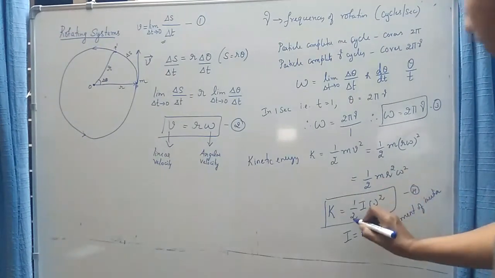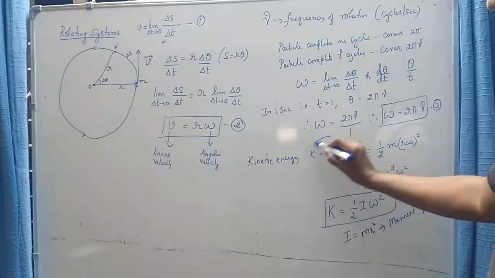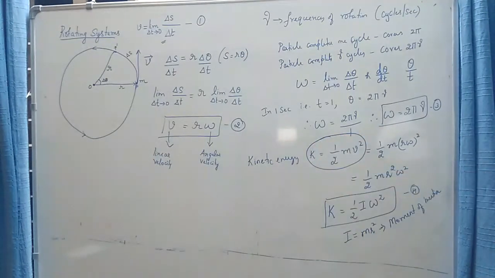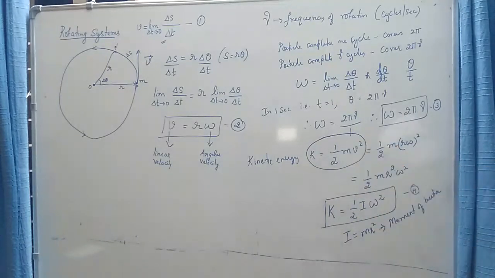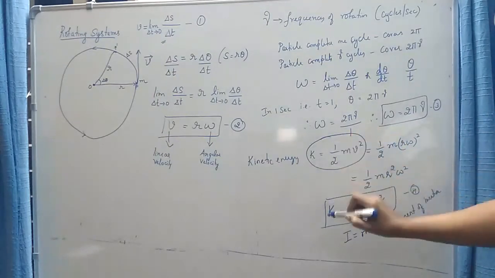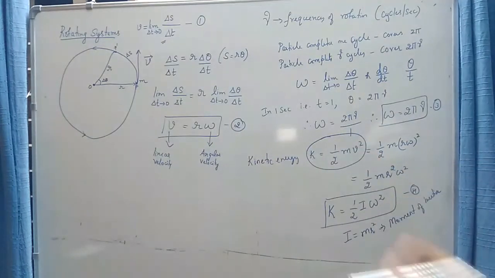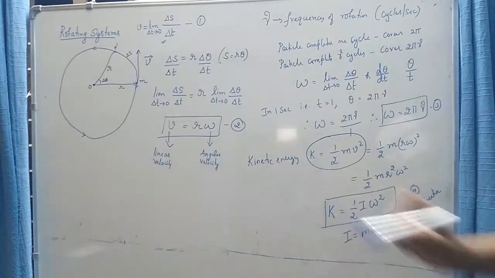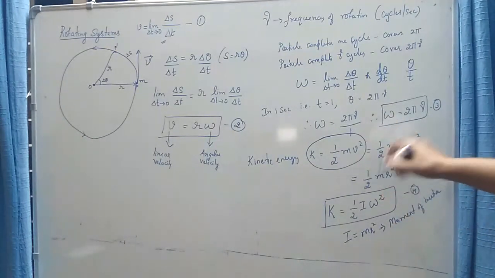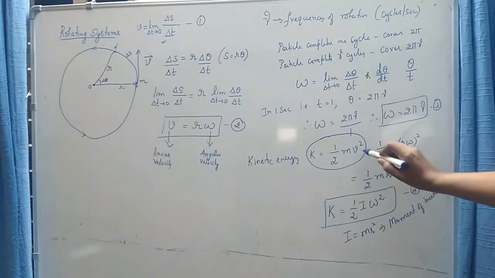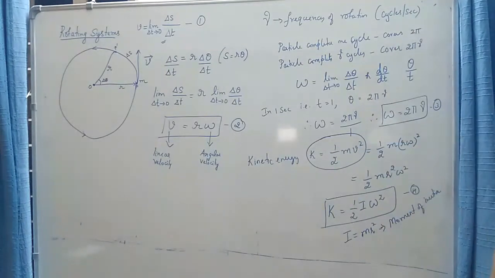And if I compare this equation half into I omega square with this linear equation, this is the expression for kinetic energy generally we use for linear motion, K is equal to half mv square. So if I compare these two, we can see some analogies that can be observed between linear motion and rotational motion. So the LHS of both the equations represent kinetic energy. This is the linear kinetic energy, this is the rotational kinetic energy, and in the RHS you have similar expressions, half mv square and half I omega square, where this v and omega are analogous to each other.